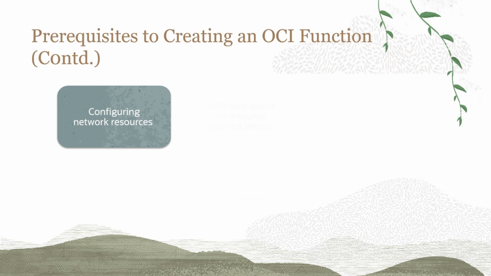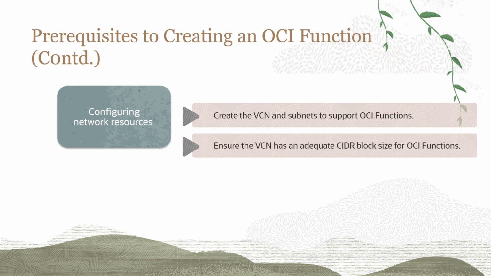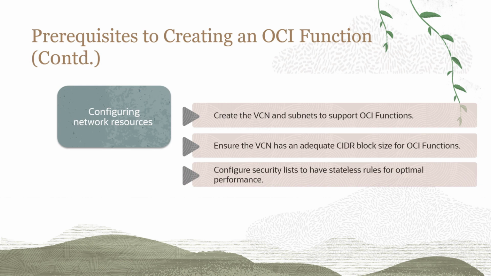Before users can harness OCI functions for deploying functions, a VCN housing the necessary subnets must be in place. These subnets are where functions and applications will reside. The VCN, although not necessarily owned by the same compartment as other function-related resources, must have a CIDR block with sufficient available IP addresses for OCI functions to function effectively. Oracle recommends configuring security lists with stateless rules to facilitate the largest possible number of concurrent connections.